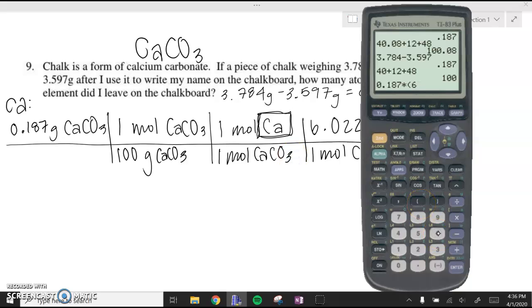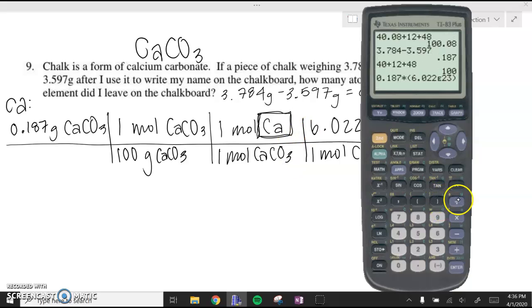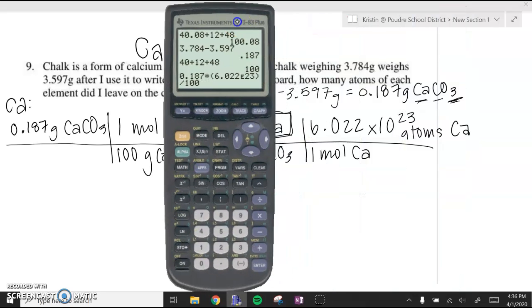Avogadro's number. Whenever you're putting in Avogadro's number, I really encourage you to put it in parentheses so that the order of operations doesn't get messed up. Sometimes your calculator decides to go rogue and do things in a weird order, and then you'll be sad because your answer is wrong, and you'll be like, but why? So just give it a little parentheses hug and you'll be good.